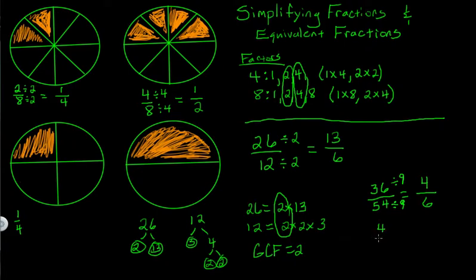So we can again simplify 4/6 by noting that the common factor between 4 and 6 is 2. So I'll divide both of these by 2. 4 divided by 2 is 2, and 6 divided by 2 is 3. So our answer in simplest terms here is 2/3. That's how we simplify fractions, and that's how we find equivalent fractions.